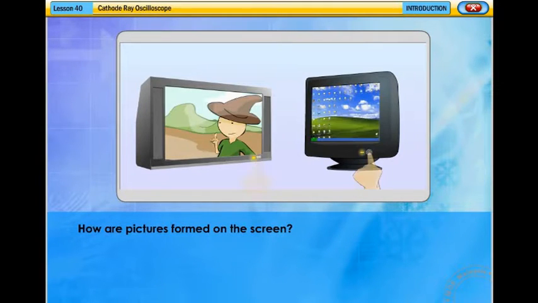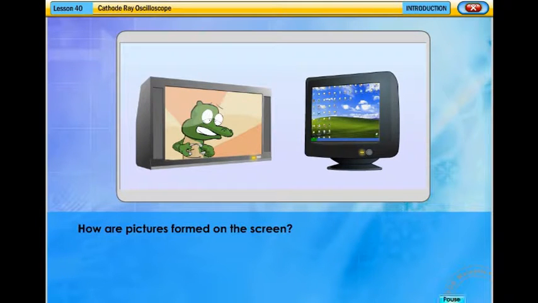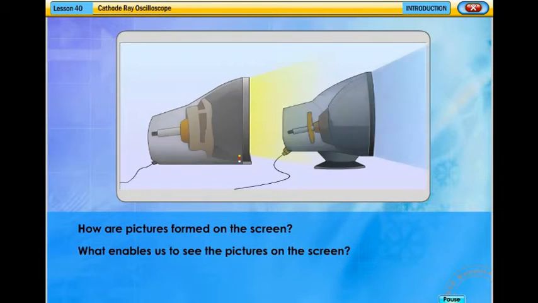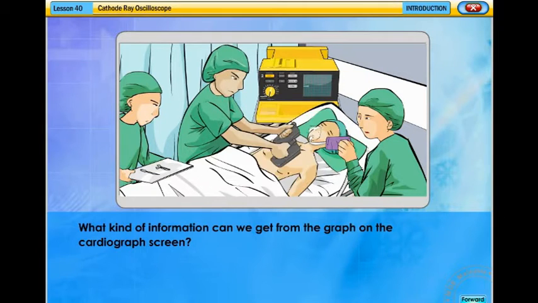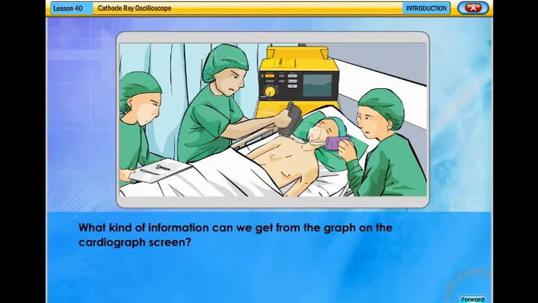How are pictures formed on the screen? What enables us to see the pictures on the screen? What kind of information can we get from the graph on the cardiograph screen?